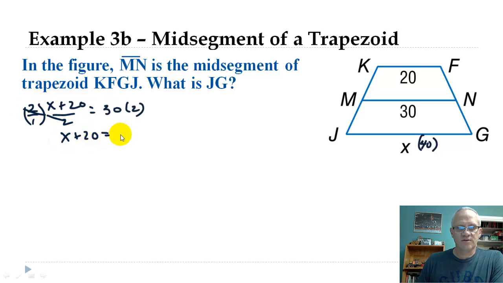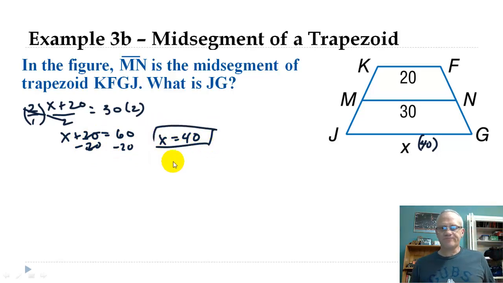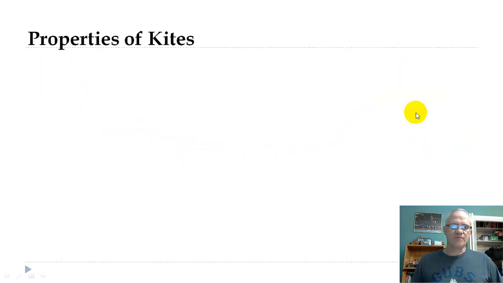X plus 20 equals 60, minus 20. X is 40. So if you do the mathy way, it still gives you the same thing. It might be easier to just use some common sense and some logic there when solving a problem like that.